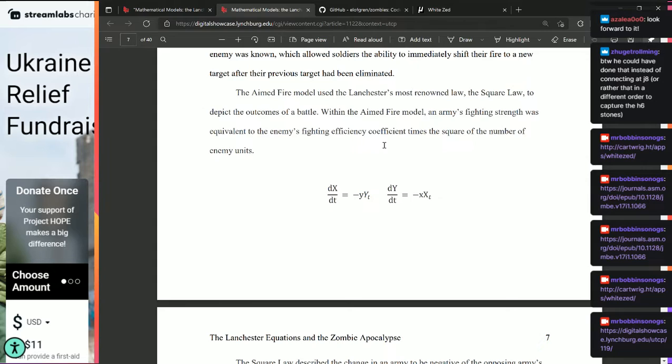So, usually when something is squared, or one thing is times another, we're talking about how much they interact with each other. So when this is being squared, we're talking about how much the soldiers are interacting with themselves times their efficiency coefficient. Sounds a bit odd.